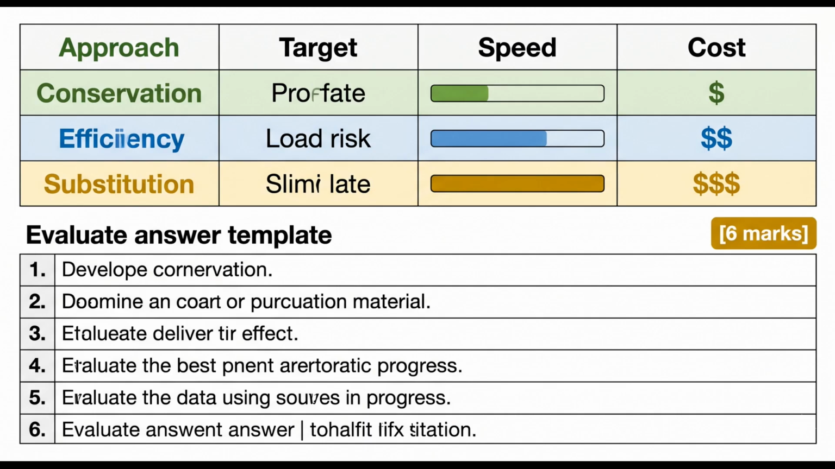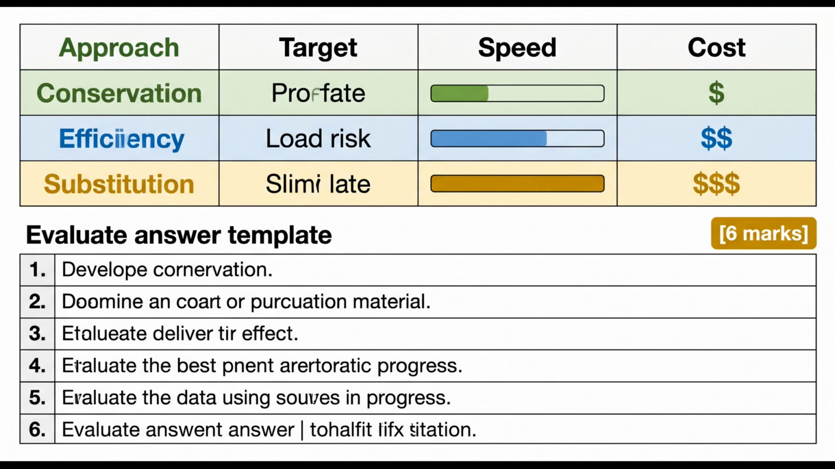For the evaluate question, understanding this comparison matters. A strategy that combines efficiency and substitution, as Country A does in the practice pause, covers immediate impact and long-term root cause removal. That is stronger than either approach alone.